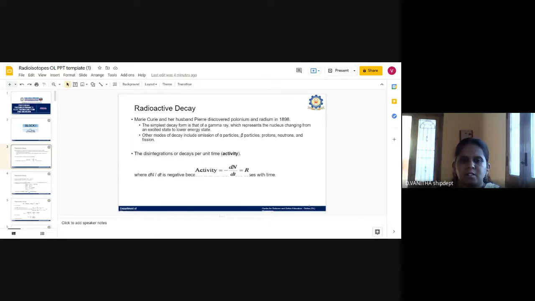Here the simplest form is the gamma ray. When the nucleus changes from an excited to a lower energy state, it emits gamma rays. Other modes of decay include emission of alpha particles, beta particles, protons, neutrons, and fission elements. The disintegrations or decays taken per unit time is called radioactivity.